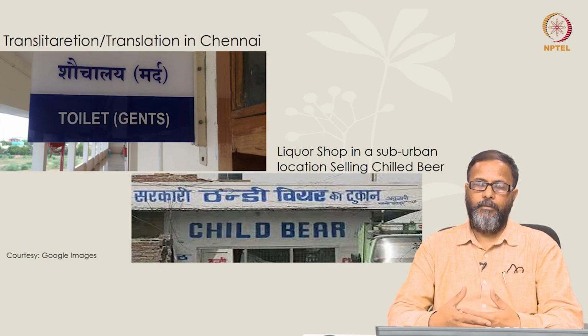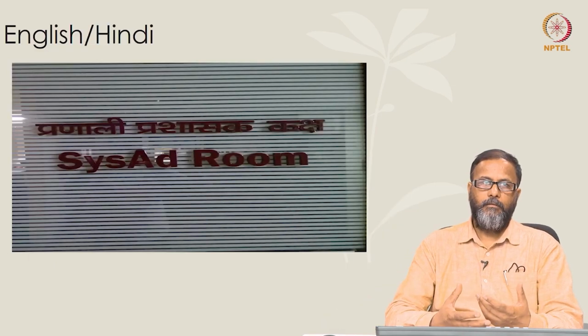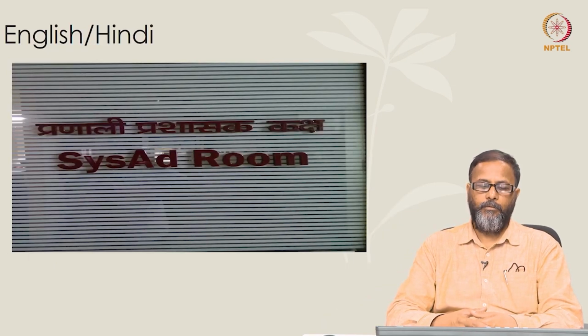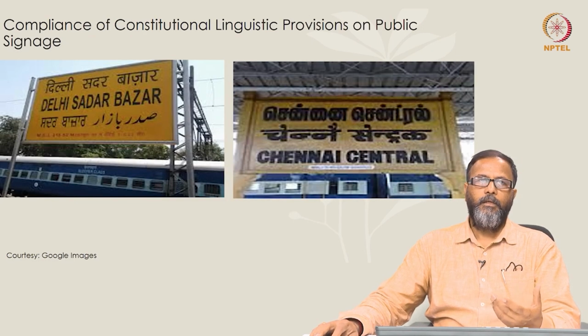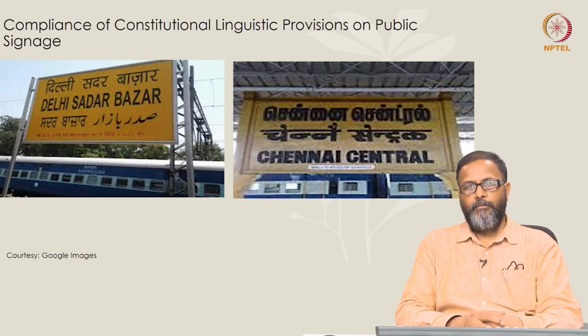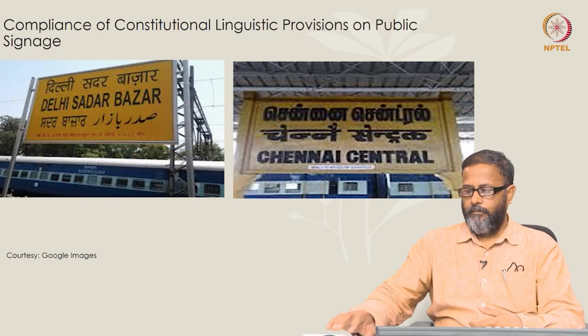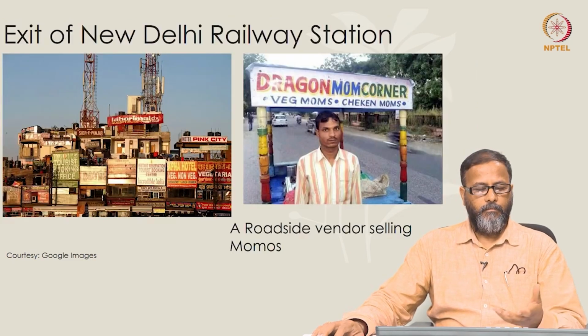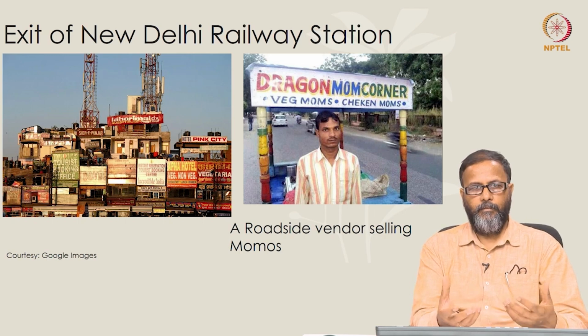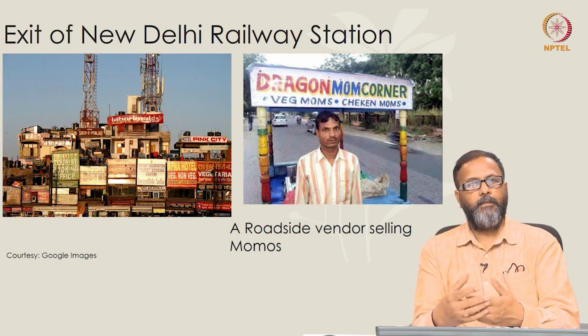So a Hindi signboard followed by an English one, despite errors and problems. Look at the system admin room. This is quite common. Delhi Sadar Bazaar. Look at four languages there: Hindi, English, Punjabi, and Urdu. And look at Chennai Central: Telugu, Hindi, and English. So look at any bazaar. I happen to find these pictures on Google, but you can find it in real terms when you go to the market and just have a look around.